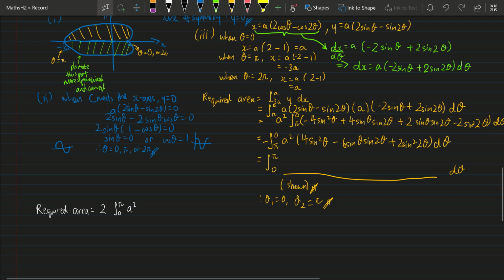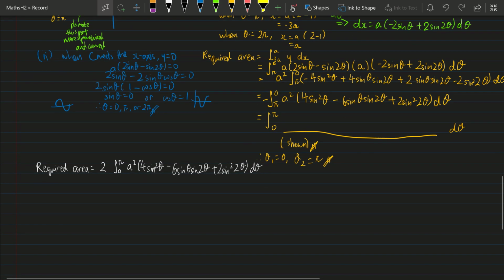a square, this entire thing, 4 sine square theta minus 6 sine theta sine 2 theta plus 2 sine square 2 theta. You must be thinking, wow, how am I going to solve this? Well, from your O level, or from your IP time, this integration of trigo shouldn't be too difficult. Well, I mean, this isn't too difficult, but it requires quite a bit of manipulation.